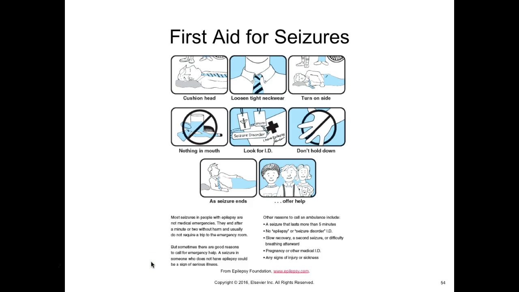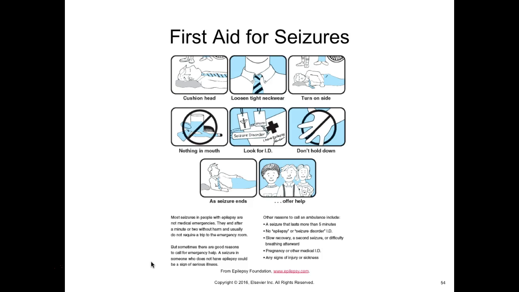First aid for seizures. What you want to do is move anything out of the way that the person could injure themselves on. So move chairs, desks, furniture out of the way. Never hold the person down. Do not put anything in their mouth. Do not give them anything to eat or drink.